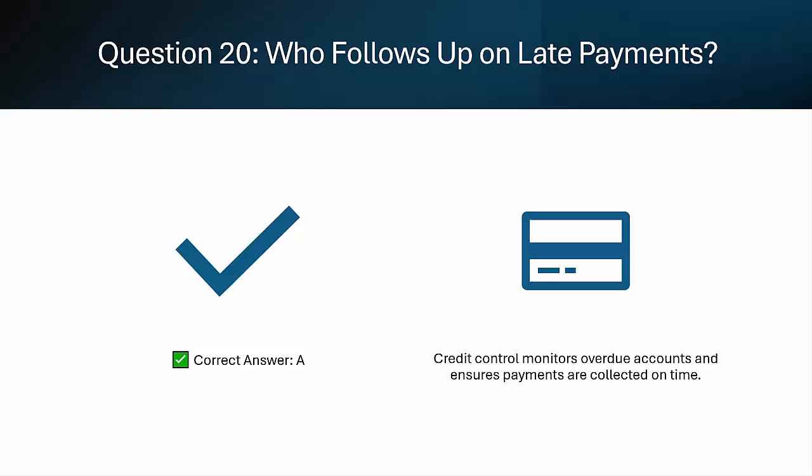Key takeaway: in a company, different departments have specific roles. Sales make the deal, dispatch delivers the goods, accounting records the sale, and credit control follows up if payment is late.